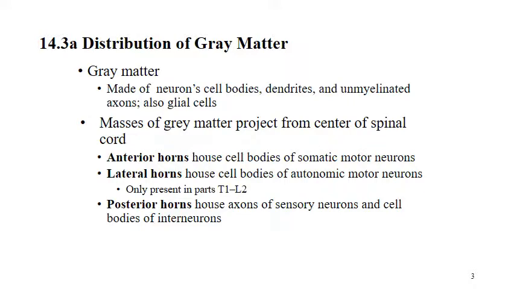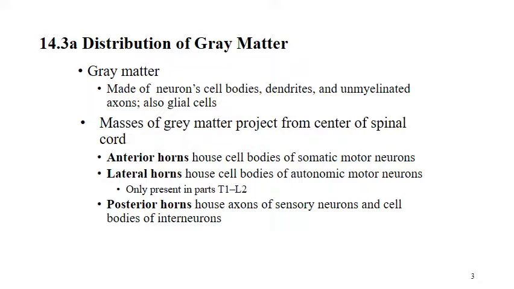All right, so we'll start off with the gray matter. Gray matter is made of neurons, cell bodies, dendrites, and unmyelinated axons, just meaning that they don't have any of that fatty tissue or myelin surrounding the axons that allow for faster transmission of signals. And gray matter also includes glial cells.